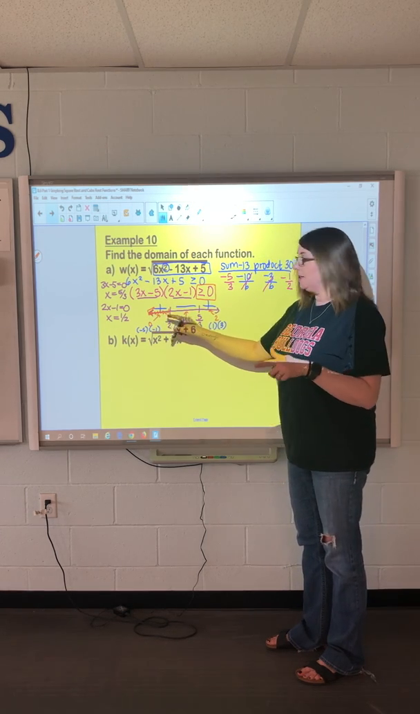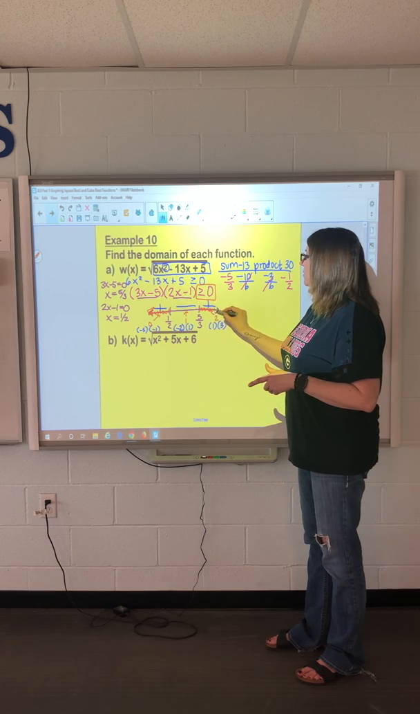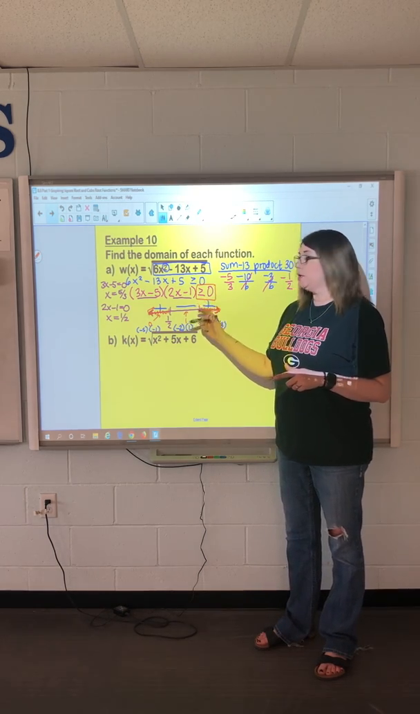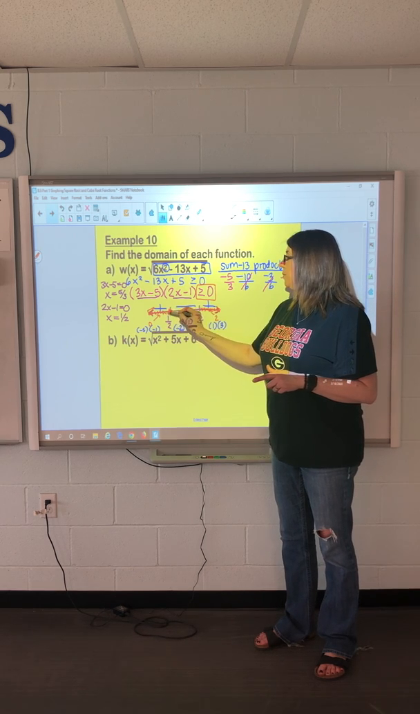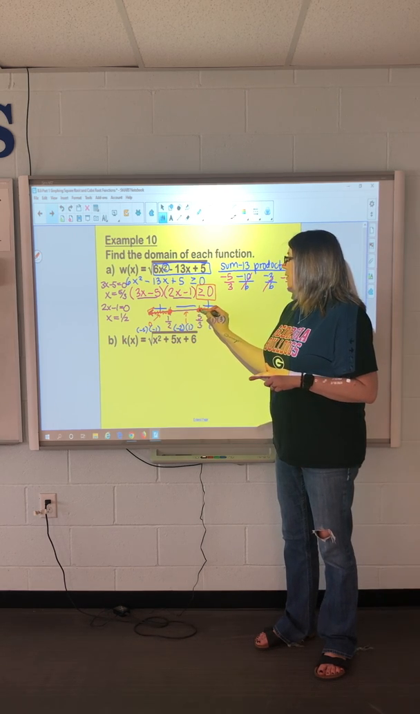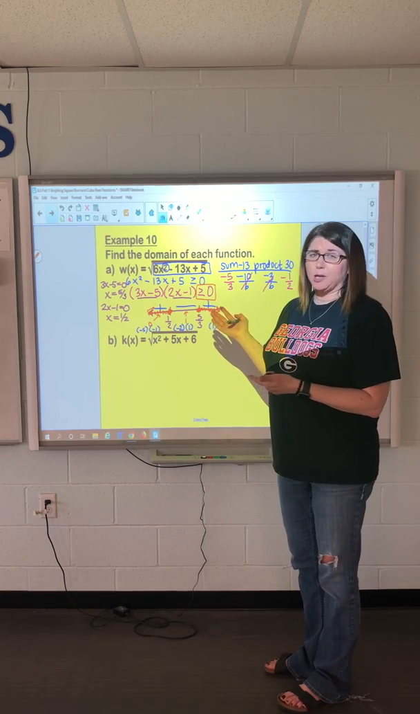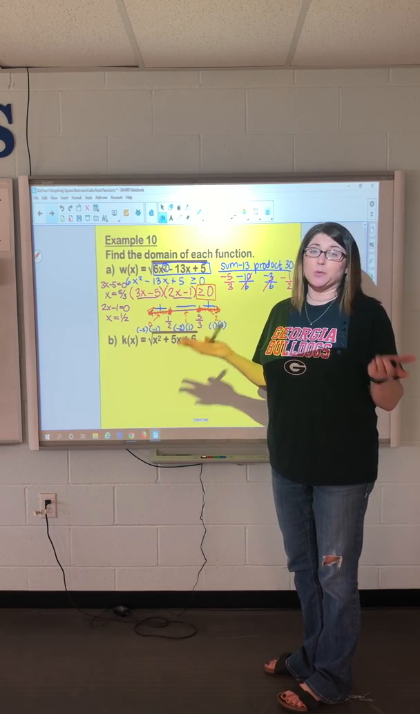I get it over here on the left. I also get it over here on the right, and because I have the or equal to bar, that means I get to include the 1/2, and I get to include the 5/3. So now that I have my number line tests accurately done, now I just have to write my solution.